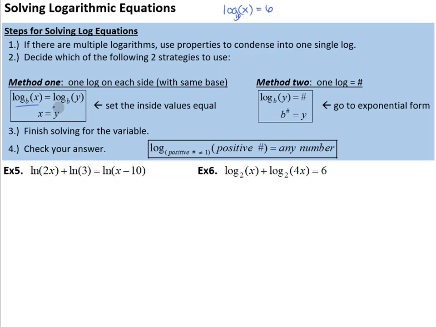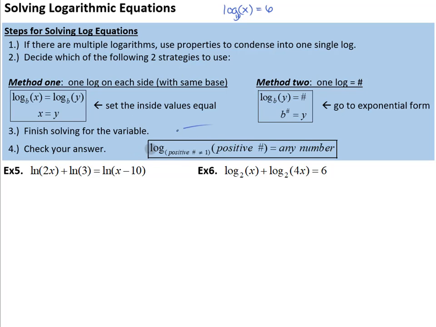So if I can get one logarithm equal to one logarithm, so one log on each side. Okay. Now they have to be the same base for this strategy, but they will be most of the time anyway. But if we can get one log equals one log, then basically for these to be equal, those values inside or expressions inside, x and y, have to be equal. So set the values inside equal, finish solving for the variable.